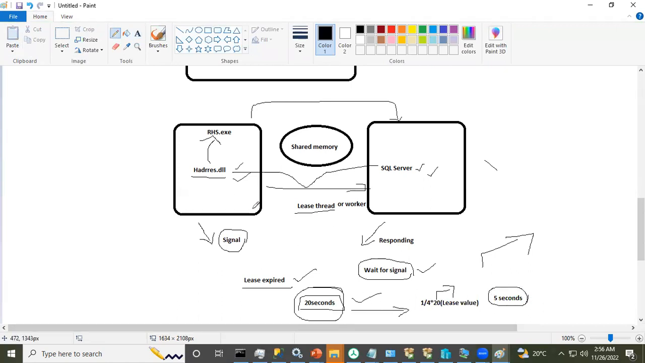This checks whether SQL is responding or not, or whether HADR res.dll is sending a response to SQL Server or not, right? So this 5 seconds is your heartbeat check. Likewise, it validates 4 times. Let's say, for example, 1 no response, 2 no response, 3 no response, 4 no response. If it doesn't respond for 20 seconds, it can be anything, right?